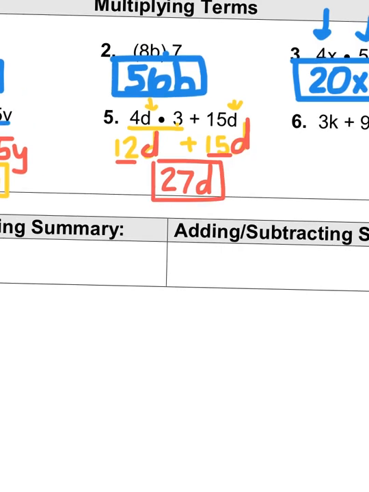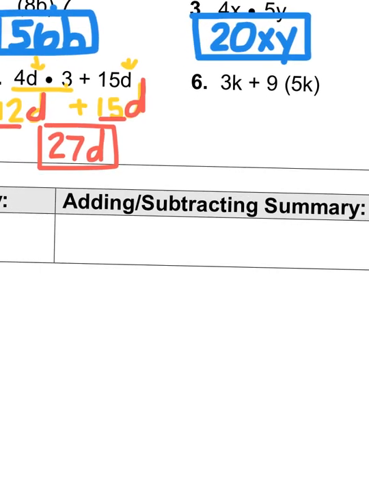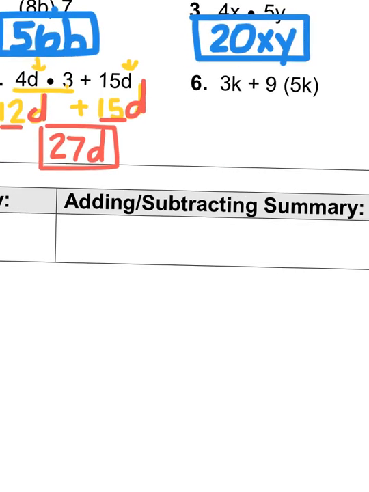Let's look at number 6. On number 6, I see 2 like terms, but I'm not ready to combine them because I have to use my order of operations. This implies multiplication and this is addition. Since multiplication comes first, I'm going to do that first. I'll write down my 3k so I don't forget it, and then I'll add 9 times 5k.